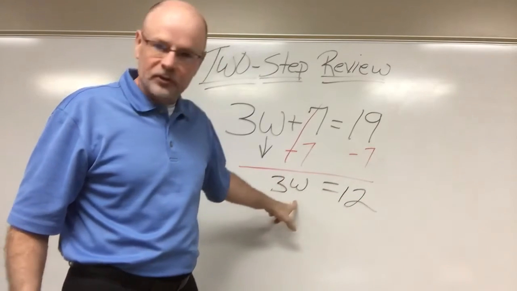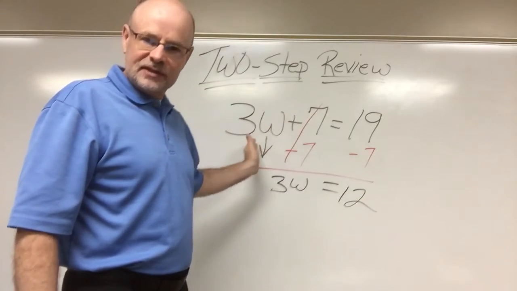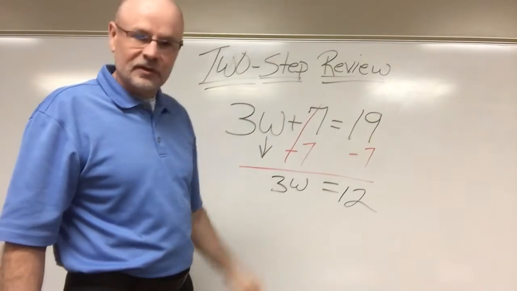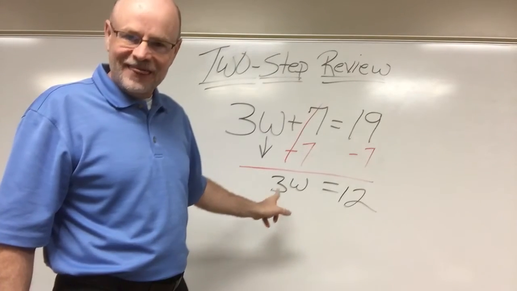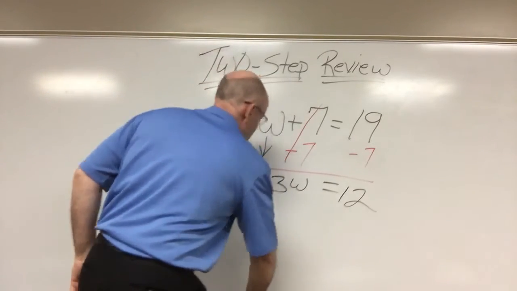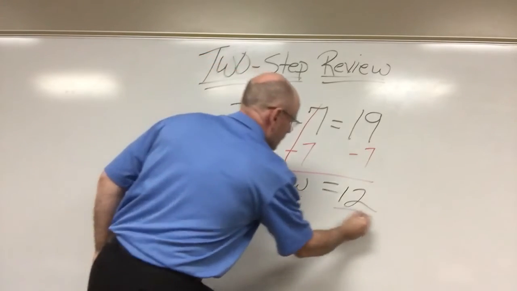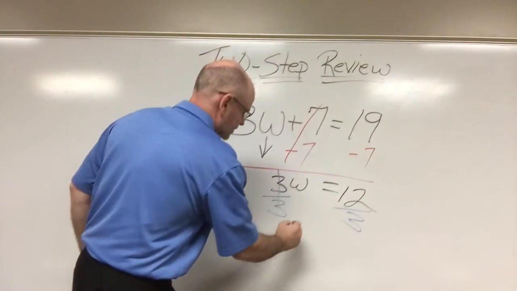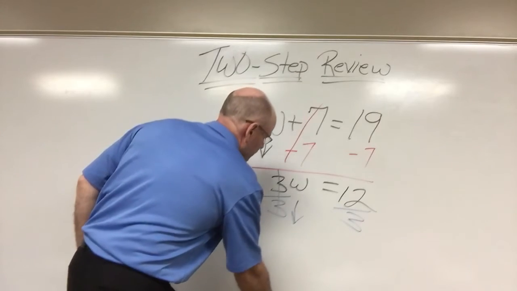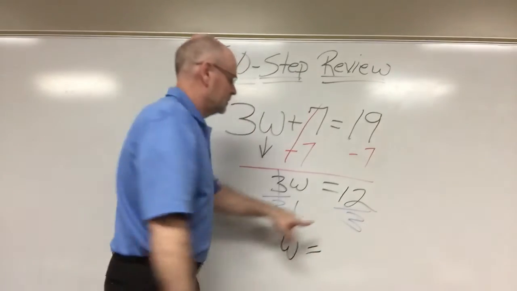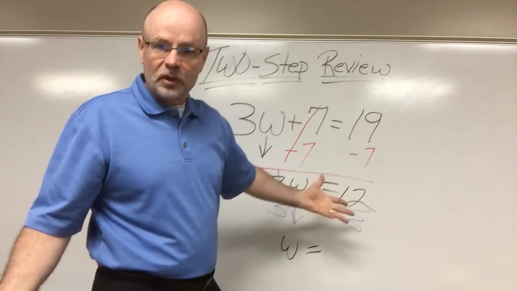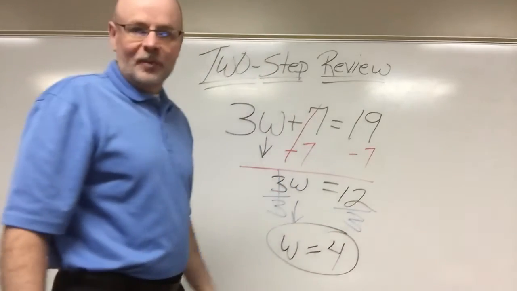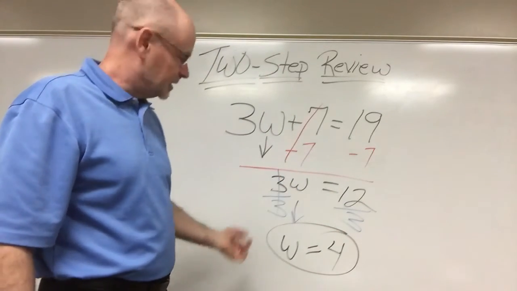If I'm working backwards to find this variable, whatever I do to one side, I have to do to the other. So I'm going to divide both sides by 3, the coefficient in front of the variable. So whatever's in front of the variable, that's what you want to divide by. So I'm going to divide both sides by 3. These 3's here simplify to 1, so I don't even have to put the 1. I'm just going to bring down the w. So I have w equals, and that fraction bar is just division, so 12 divided by 3 is 4. So my answer for this two-step equation is w equals 4.